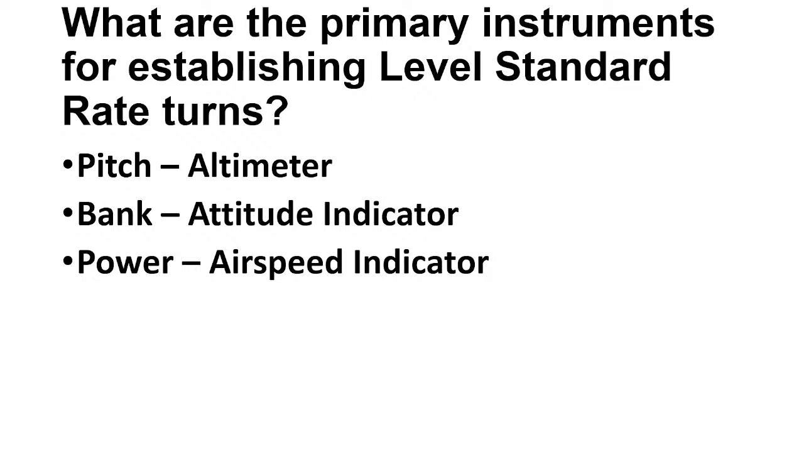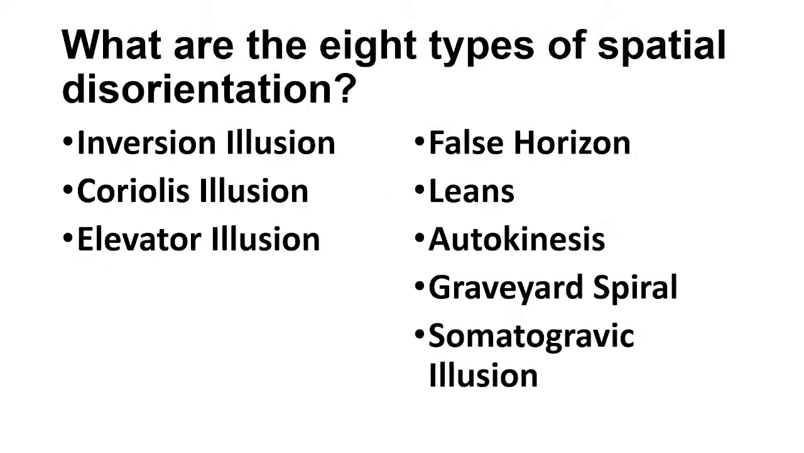All right. You may know what the 8 types of spatial disorientation are. Josh, you got this one. Is this just the thing we have to know for private too? You've got to know this for private too. The Leans, the Coriolis illusion, the somatogravic illusion, the Graveyard Spin, Graveyard Spiral, Elevator illusion, Inversion illusion, False Horizon, and Autokinesis. All right.